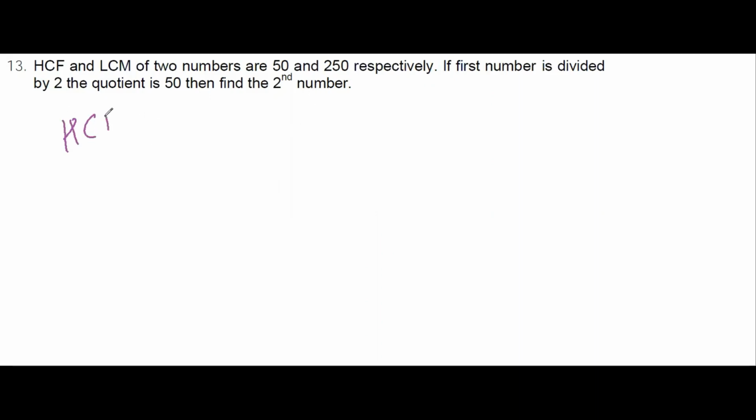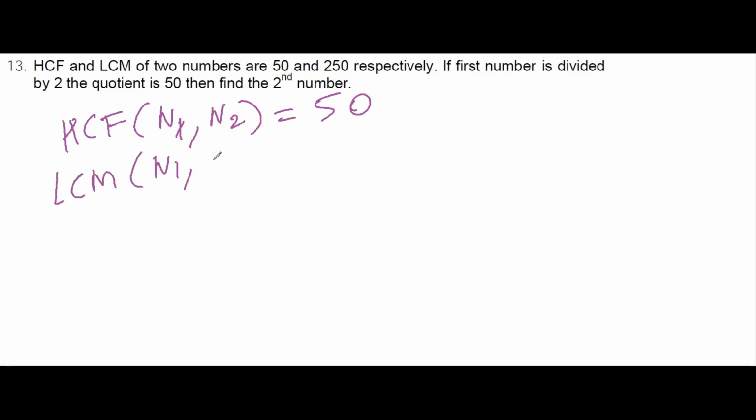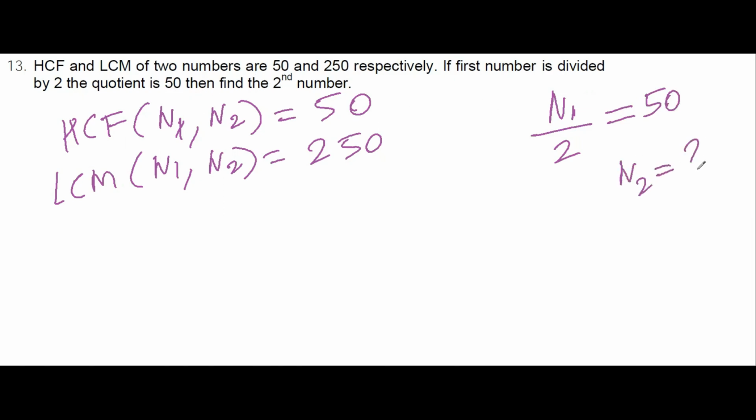So question number 13 says the HCF and LCM of two numbers are 50 and 250 respectively. So the HCF of the two numbers N1 and N2 is 50, and the LCM of the same numbers N1 and N2 is 250 respectively. If the first number is divided by 2, the quotient is 50. Then I need to find the second number.